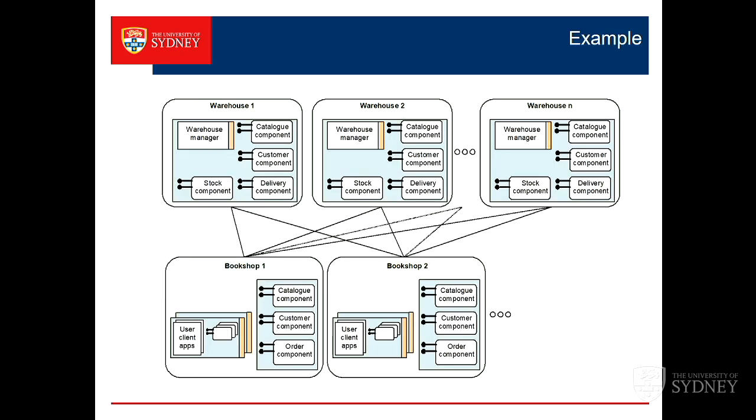There's an example of one of these types of systems. We've got N warehouses. They all have their own local computing. They're all running the same software. They're all looking after their own stock. They all do their own deliveries. And we have two bookshops talking to them. They're both running their own systems. And obviously, they're all talking to each other.